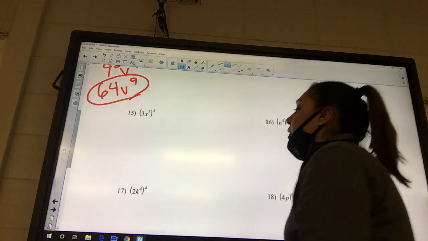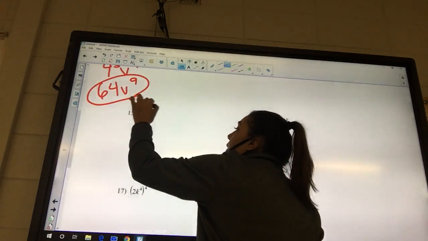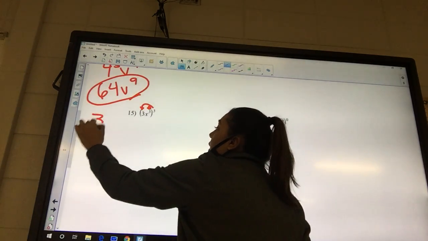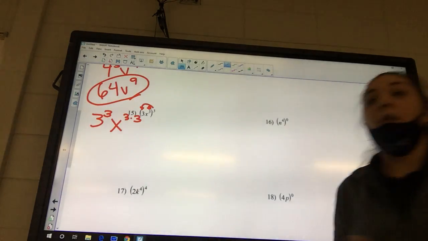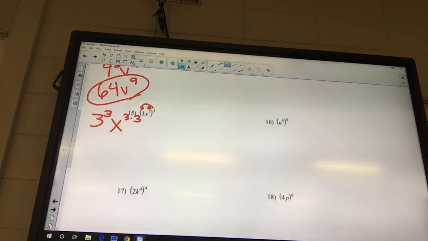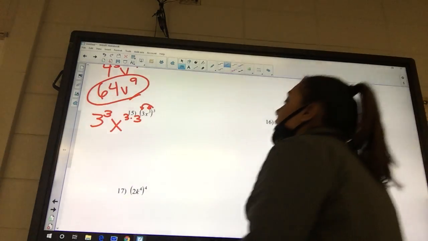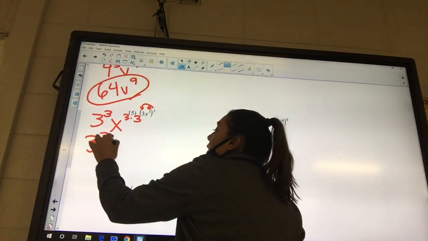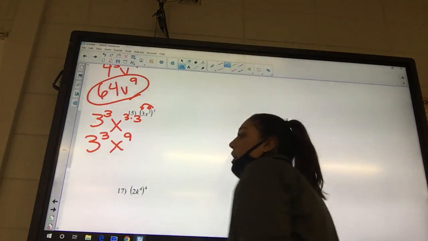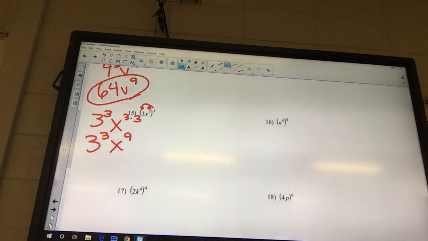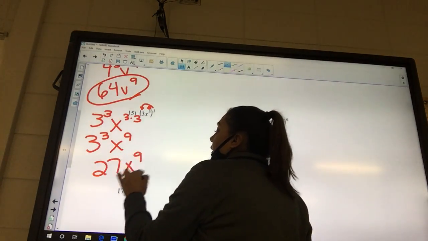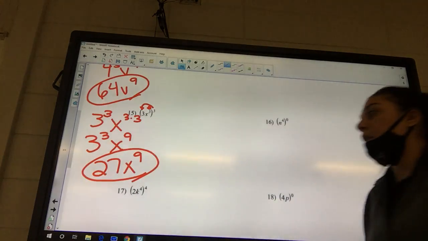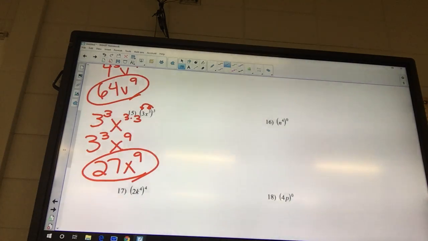Okay, look at 15. We're going to distribute this to each big and each little. So it's going to be 3 to the 3, x to the 3 times 3. Okay, so we're gonna have 3 to the 3, x to the 9. What is 3 to the 3 power? 27. There's no negatives, there's no zeros, so we're done.